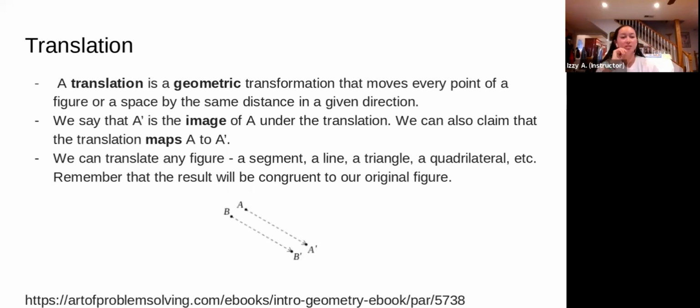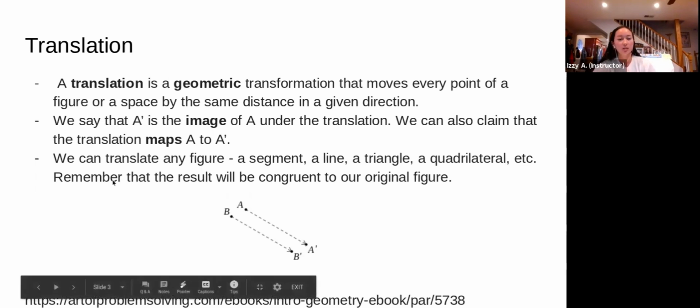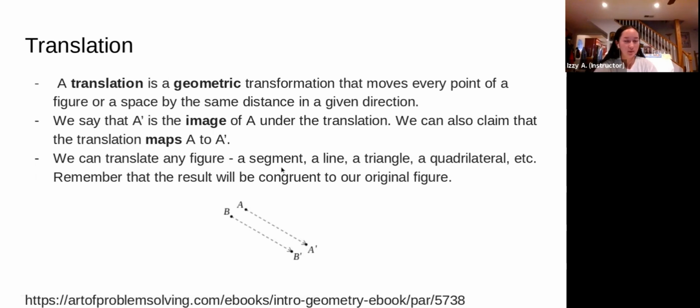Okay, so a translation is a geometric transformation that moves every point of a figure or space by the same distance in a given direction. So we say that A' is the image of A under the translation, and we can also claim that the translation maps A to A'. So we can translate any figure, a segment, a line, a triangle, a quadrilateral, etc. And remember that the result will be congruent to our original figure.